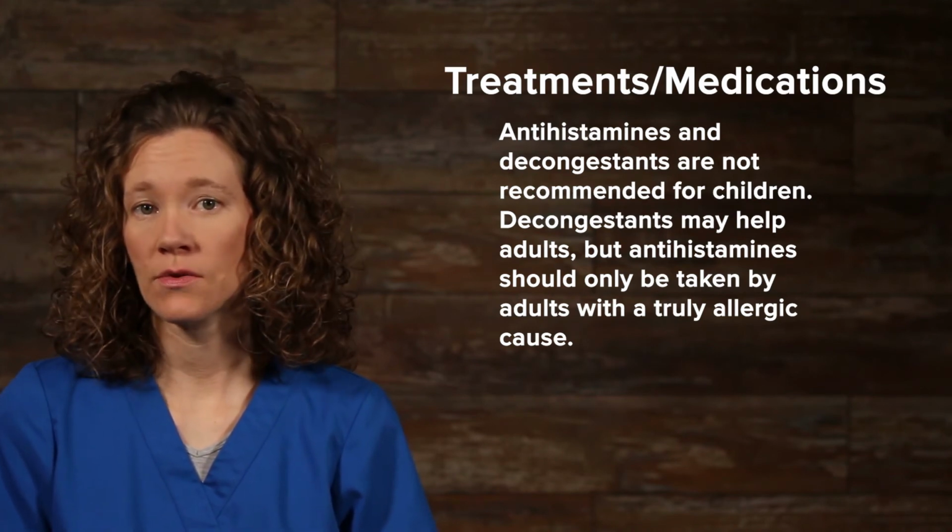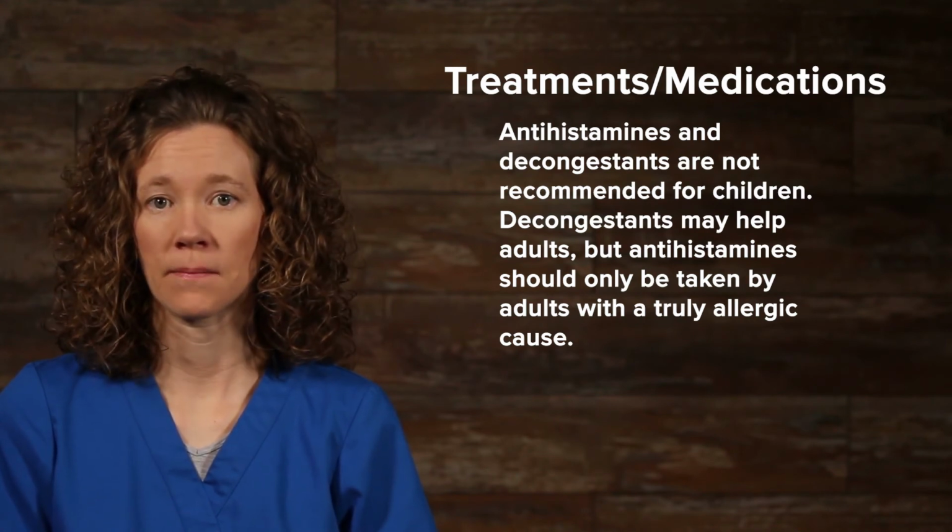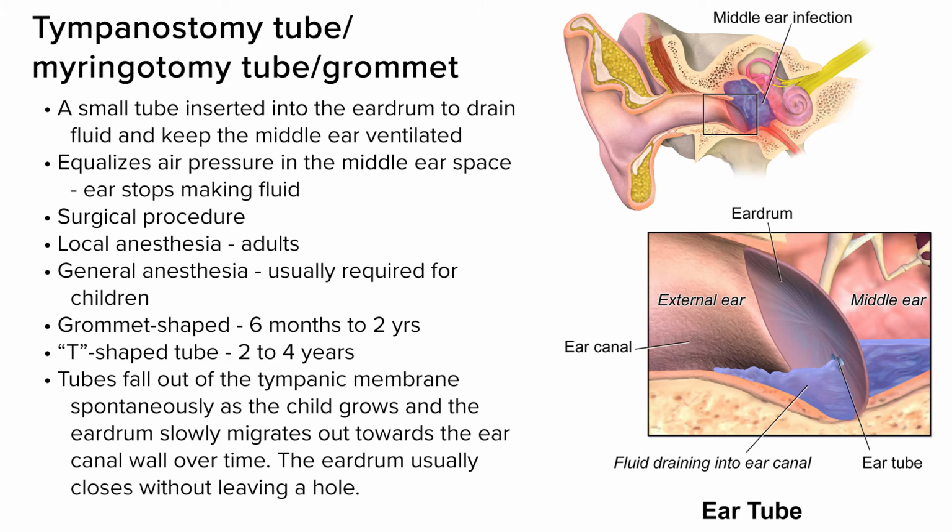If a patient has acute otitis media 3 or more times in 6 months, or 4 or more times in a year, tympanostomy tubes are recommended. A tympanostomy tube, also known as a myringotomy tube, or grommet, is a small tube inserted into the eardrum to drain fluid and keep the middle ear ventilated. By equalizing air pressure in the middle ear space, the ear stops making fluid. Fluid in the ears impairs hearing and serves as a culture medium for bacteria, so it is important to avoid a buildup of fluid in the middle ear space.